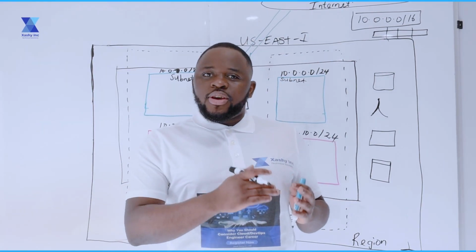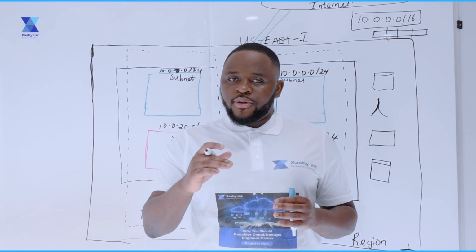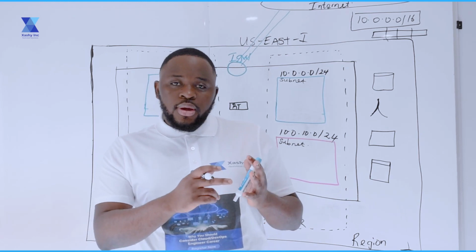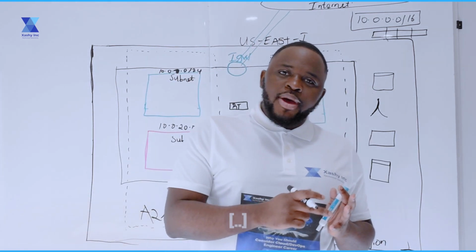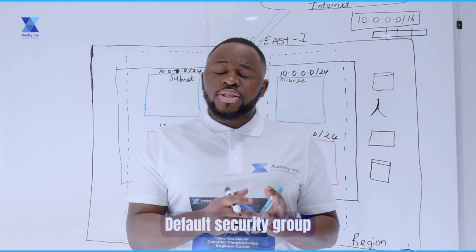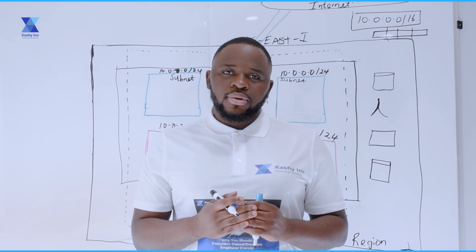When a VPC is created, there are some components that actually get created by default. For example, when you create a VPC, it gets a main route table, it gets a default security group, and it gets a main route table.